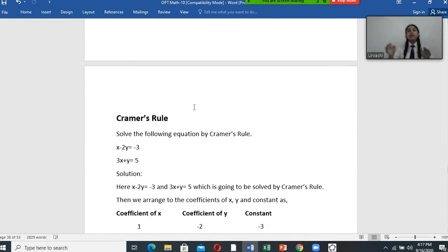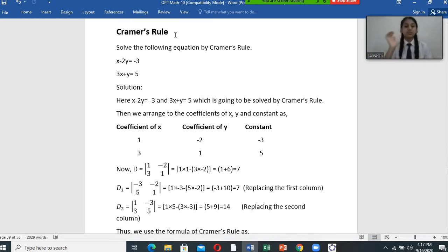Now lastly, we are going to solve it through Cramer's rule. While solving through Cramer's rule also, we have the same two equations. The required equations are x minus 2y equals minus 3 and 3x plus y equals 5. While solving it, we must not forget to write it in the proper form, like here we have x minus 2y equals minus 3 and 3x plus y equals 5, which is going to be solved by Cramer's rule.